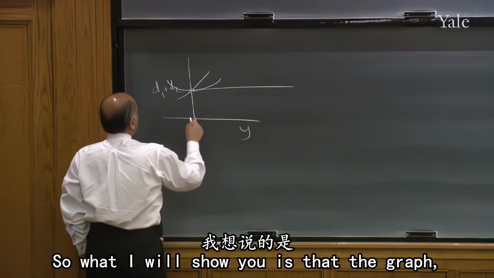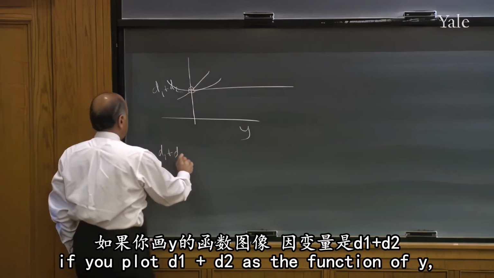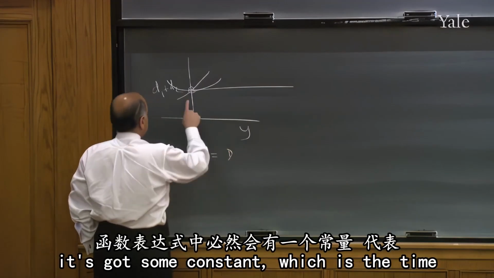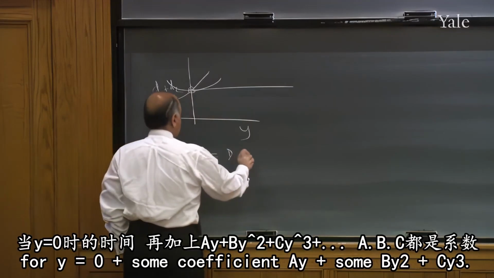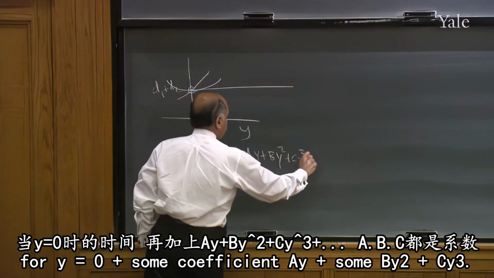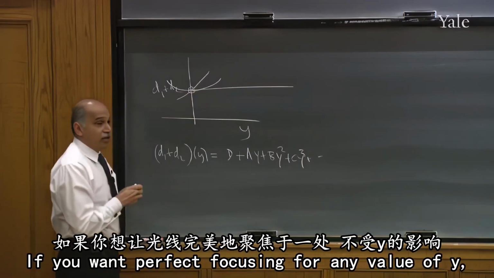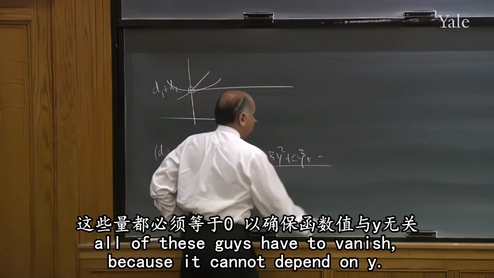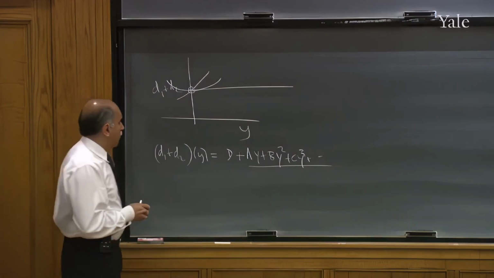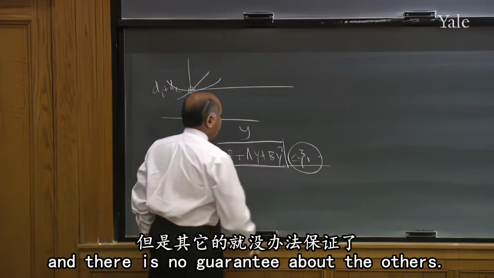So what I will show you is that the graph, if you plot d1 plus d2 as a function of y, it's got some constant, which is the time for y equal to 0, plus some coefficient ay, plus some by squared, plus cy cubed. These are all possible things that can happen. If you wanted perfect focusing for any value of y, all of these guys have to vanish, because it cannot depend on y. But we will find out it's the first two guys that vanish, and there is no guarantee about the others.